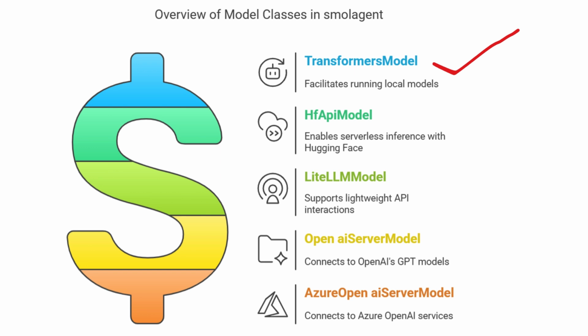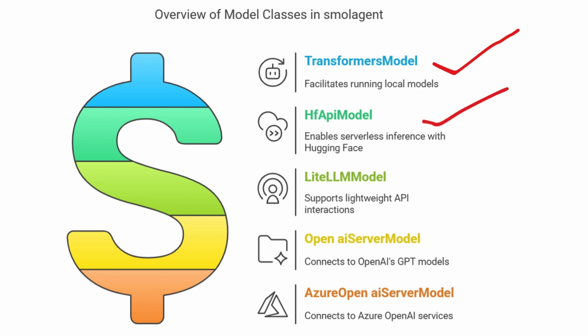Best use cases are when privacy is important, and you don't want to send data to external APIs. Or when you need low-latency responses without waiting for API calls. Or when working offline or in secure environments where external API access is restricted. If you want complete control over your model and data, Transformers model is the best choice.